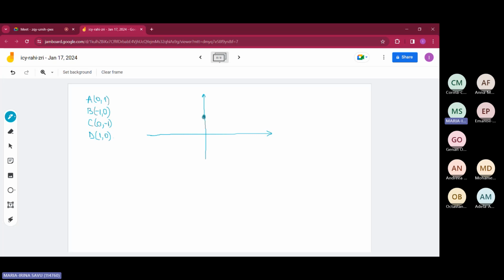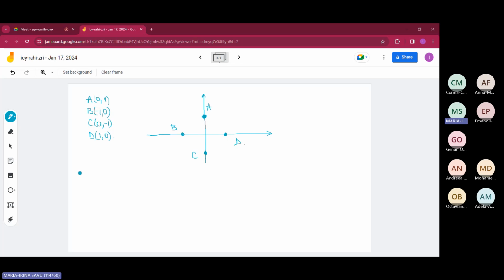Take 1, okay, this is A. Then you have minus 1 and 0, and 0 and minus 1, and 1 and 0. So this is A, this is B, this is C, this is D.